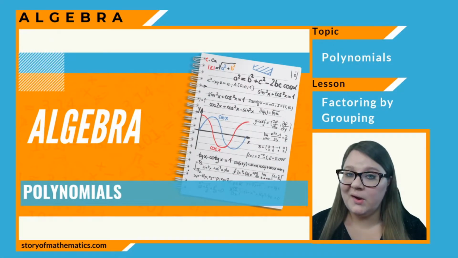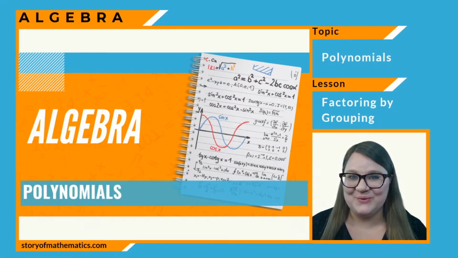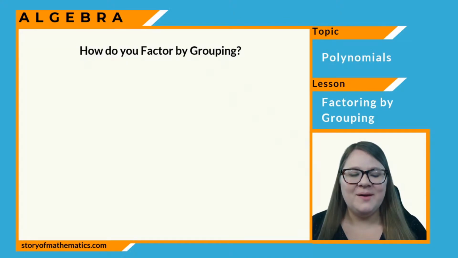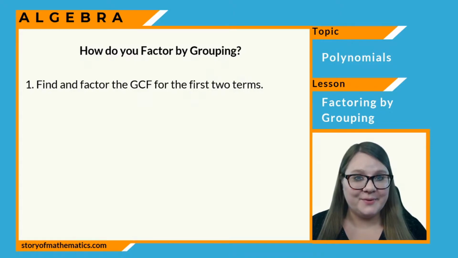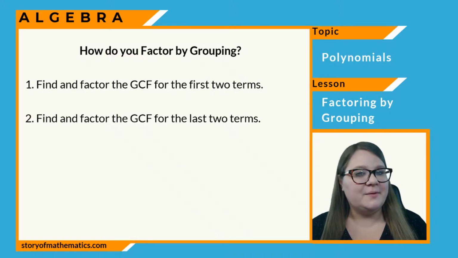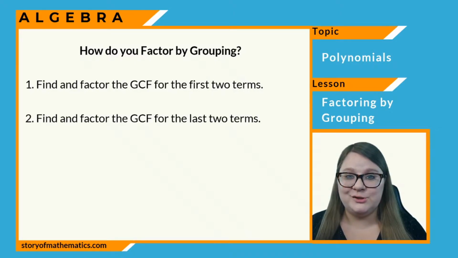Hi, in this video, we're going to learn how to factor by grouping. So in this type of problem, what you do first is find the greatest common factor of the first two terms and pull that out. Then you find the greatest common factor of the last two terms and pull that out as well.